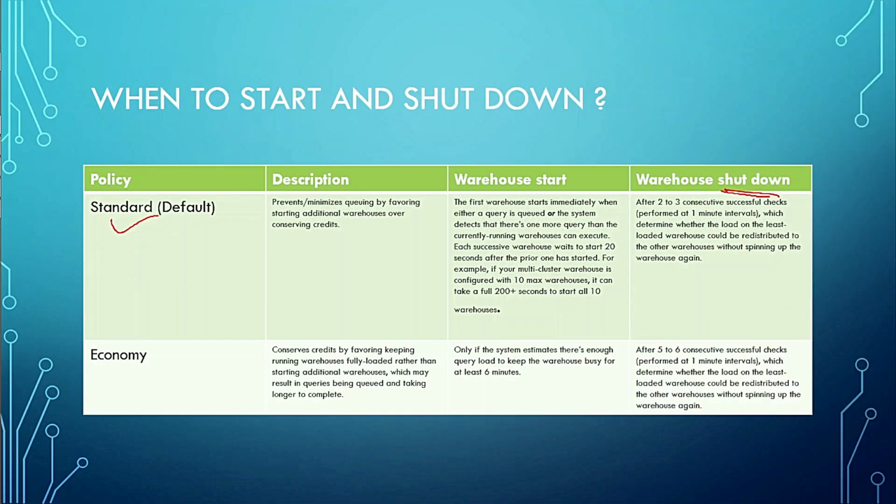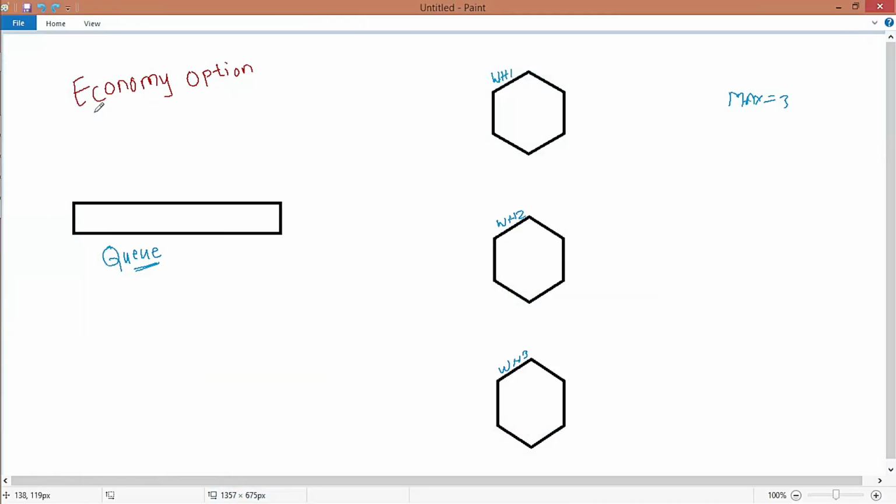Now we'll go for the economy scaling policy to understand it. Here, a warehouse starts only if the system estimates there is enough query load to keep the warehouse busy for at least 6 minutes. In the standard option, Snowflake does not check the query load of each warehouse while allocating queries; it simply allocates the query to a new warehouse for execution. But in economy mode, Snowflake first checks the load of the currently running warehouse and then decides whether to start a new warehouse or not. So let's look at how it works diagrammatically. Here we are seeing the economy option.